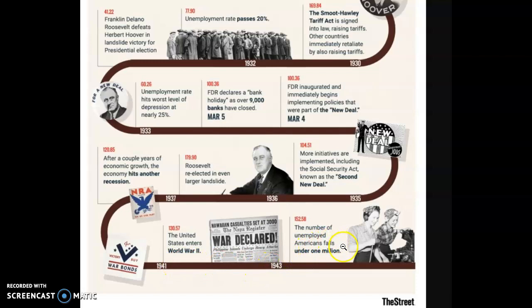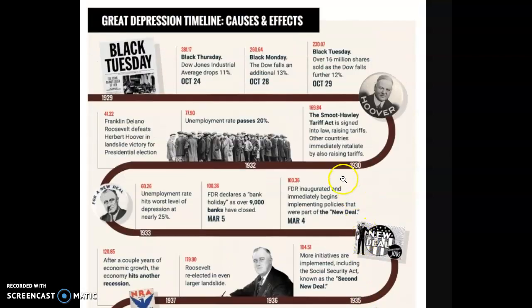So that's a little timeline about some of the major causes of what caused the Great Depression and kind of how long it lasts, and some of the important numbers to help you understand how many people were affected by the Great Depression.